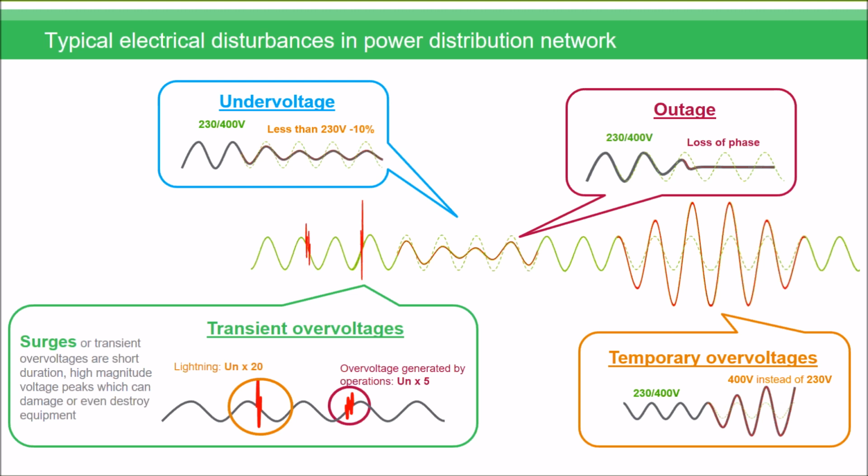So we have a look at the typical electrical disturbances in power distribution networks. So we have under voltages, we have outages, we have temporary overvoltages. The area that we're trying to look at and address here is the transient overvoltages. So the surges or transient overvoltages, they're short in duration, high magnitude voltage peaks which can damage or destroy equipment. And you can see the two different waveforms there, with lightning having 20 times the nominal voltage, and overvoltage generated by operations that could have 5 times the nominal voltage.